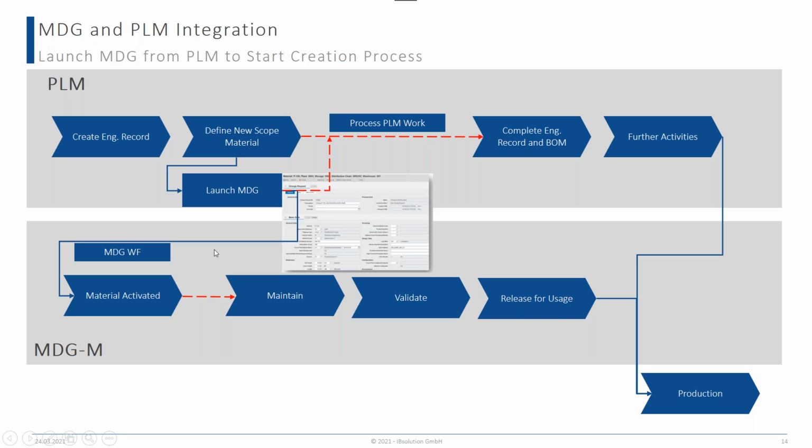And once they start it, they will get the material number directly available here, because if the first phase is activated, then they will use the same material and start the further processing in the PLM system.